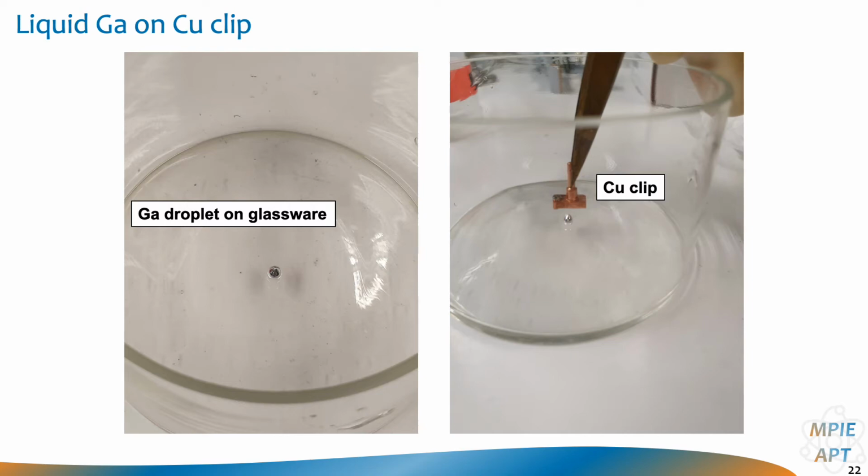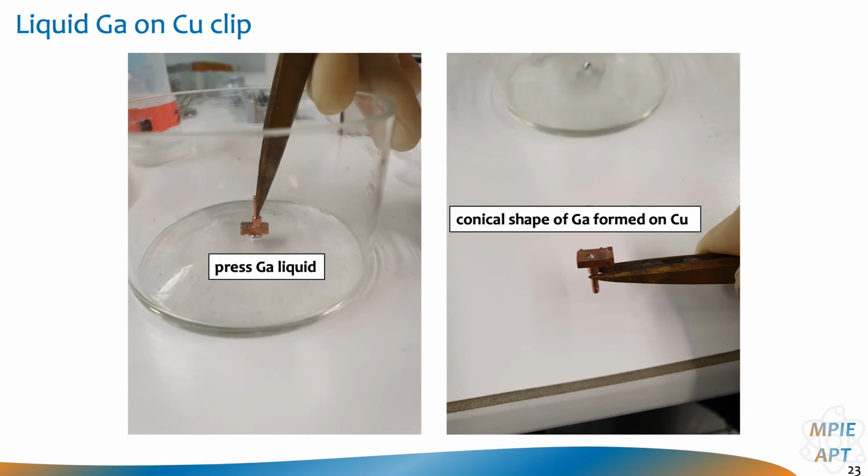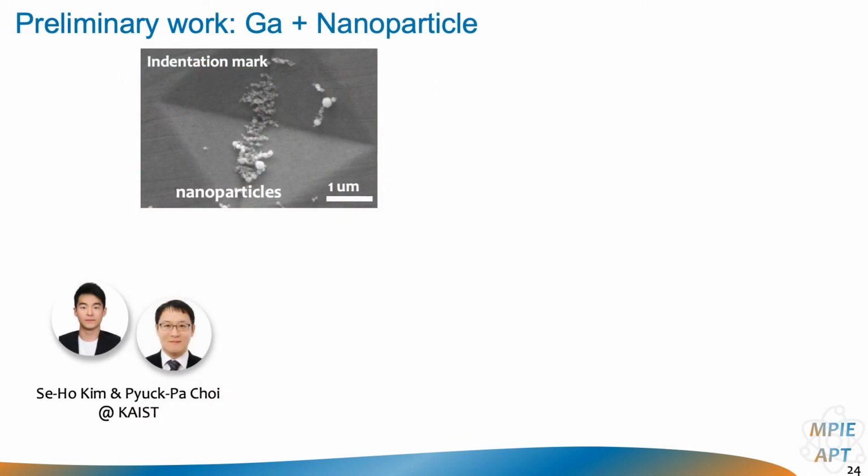So you just put pure gallium in a beaker, and then warm this up on a hot plate, and then deposit this directly onto a typical copper clip holder. And then you end up with this gallium directly sitting on the stub surface. And then again, what Seho and Piok did at the time was to make an indent in the very soft gallium, and then try to drop the nanoparticles inside of this indent.